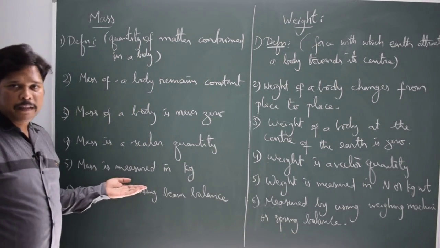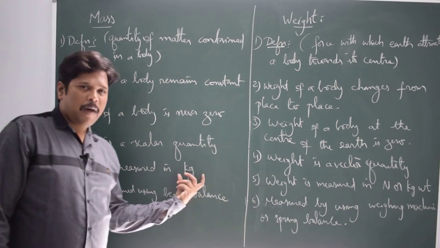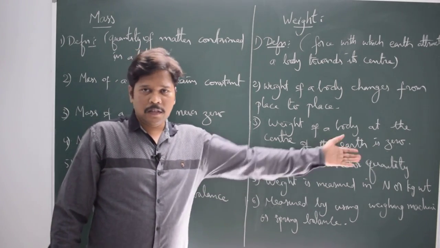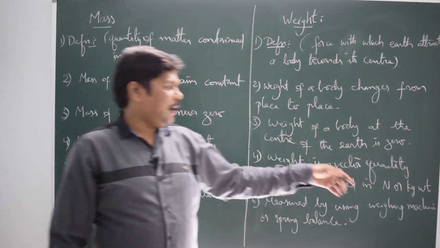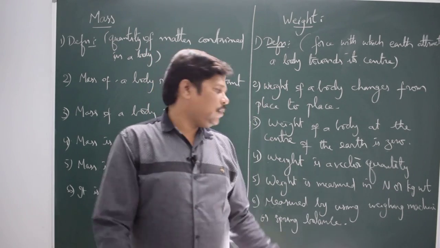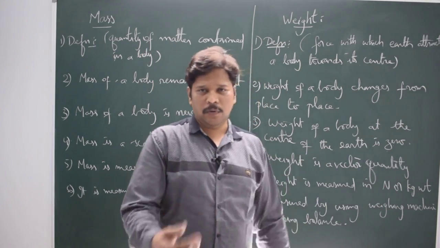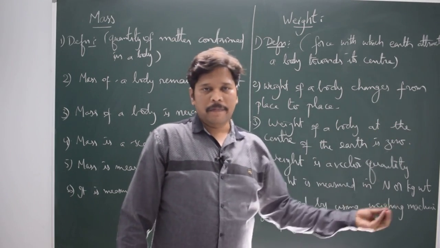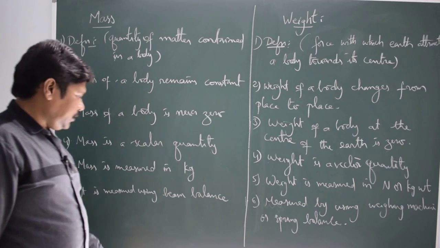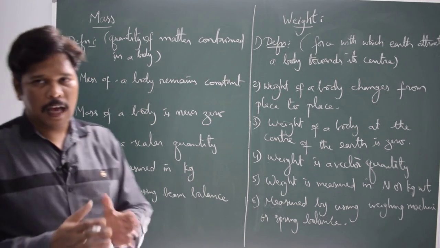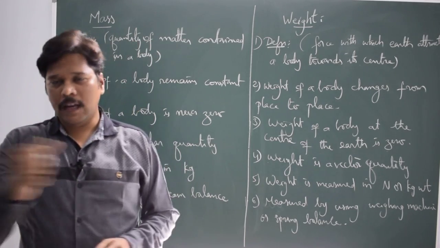Then mass is measured in kilograms. The SI unit of mass is kg. For weight, since it is a force, the SI unit is Newton, or one more unit you can write is kg weight, or you also learn it as kg force, which is equal to the weight of the object. Mass is measured with the help of a balance.